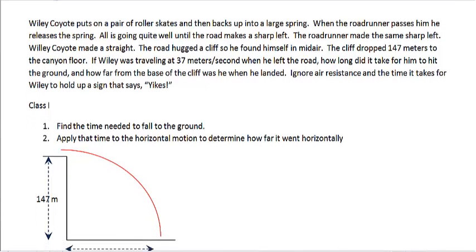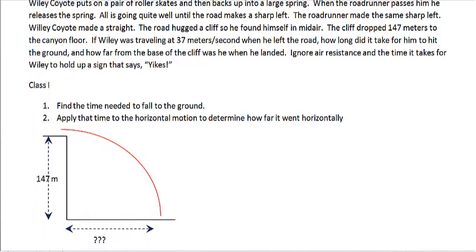As you can see, I've drawn a little picture here. He is 147 meters in the air. This red path is his trajectory. He's going to land right there, and the question is, how far out here does he land?